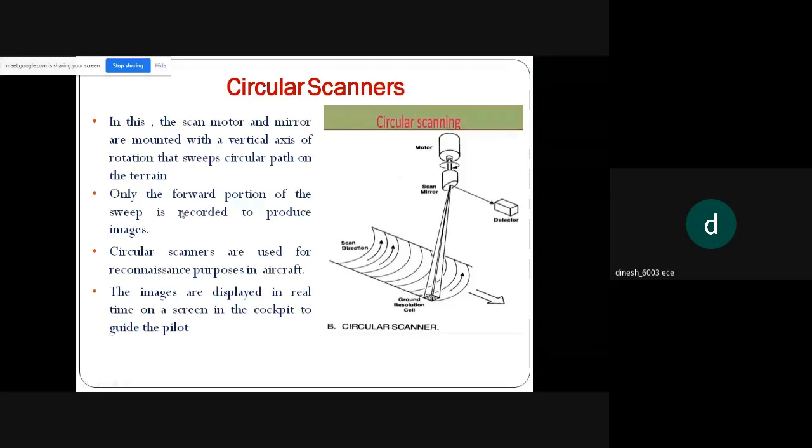Only the forward portion of the sweep is recorded to produce images. The circular scanners are used for reconnaissance purposes in aircrafts. These images are displayed in real time on a screen in the cockpit to guide the pilot, such that they move the aircraft into an appropriate position.